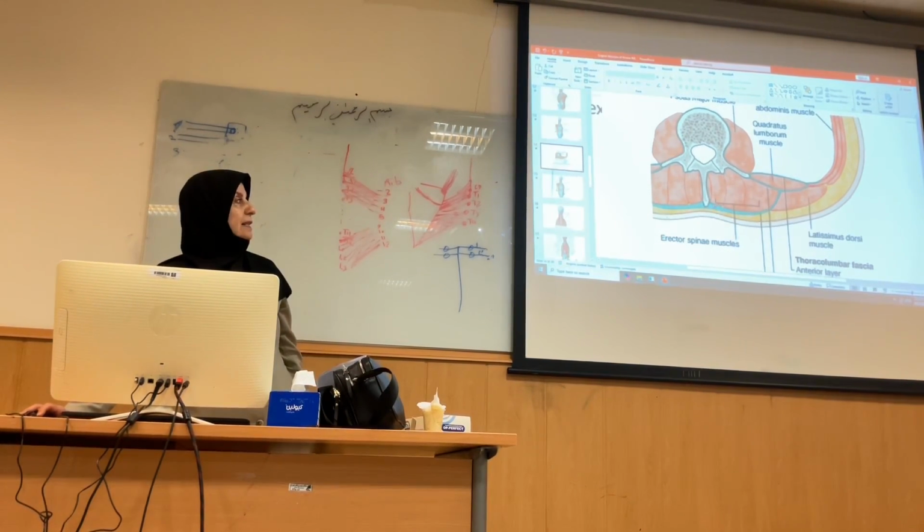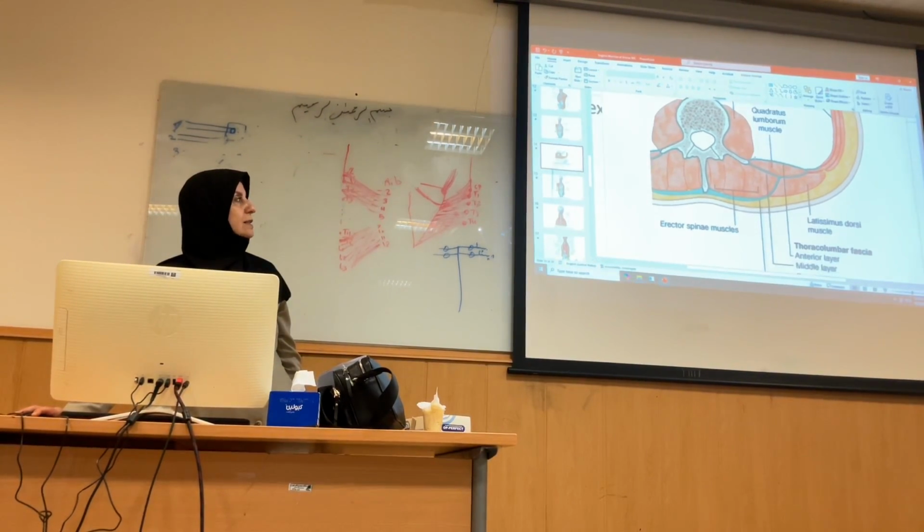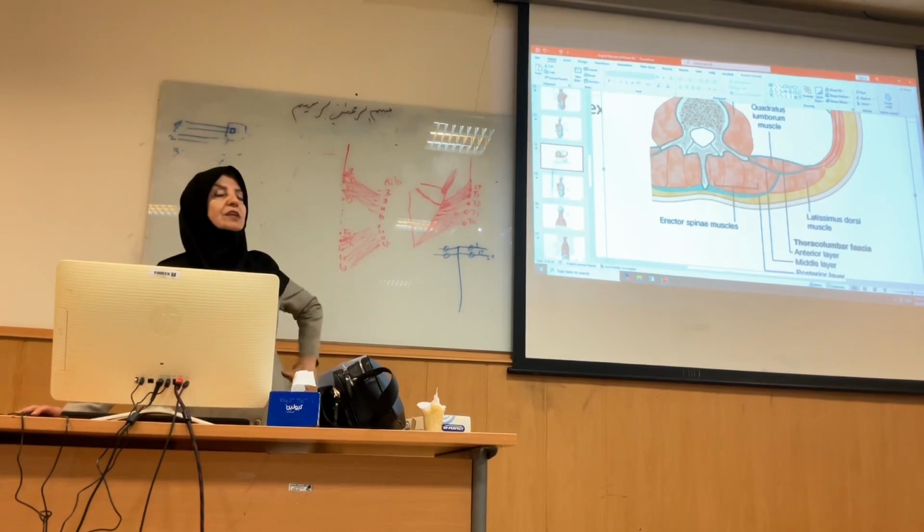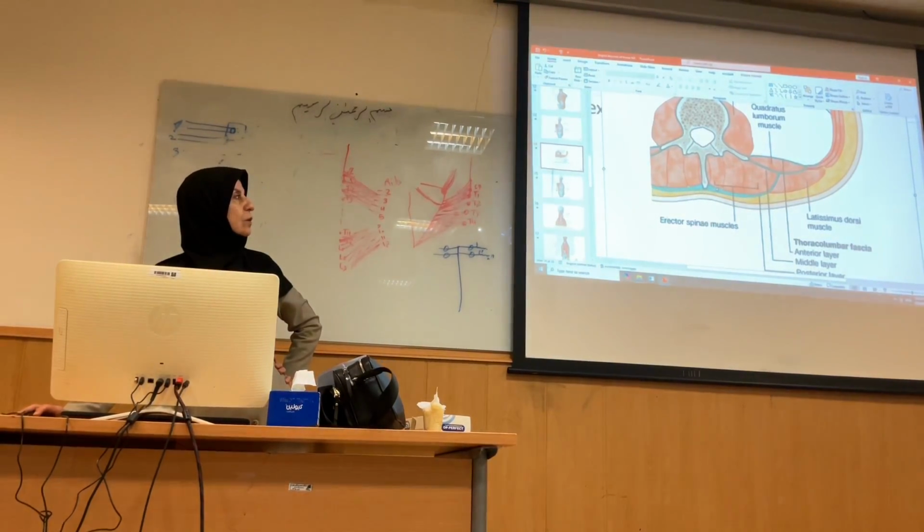Now, this green layer we call thoracolumbar fascia. Thoracolumbar fascia consists of three layers. Look at the picture. Here, I am able to show you the posterior layer, middle layer, and anterior layer.